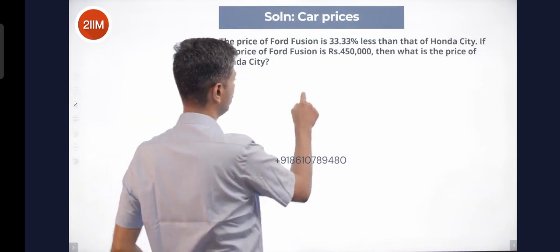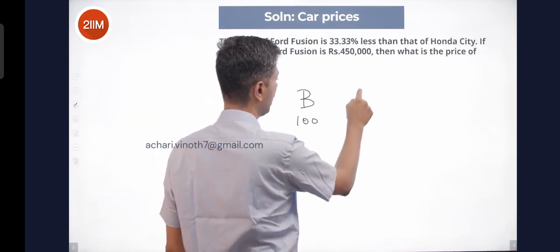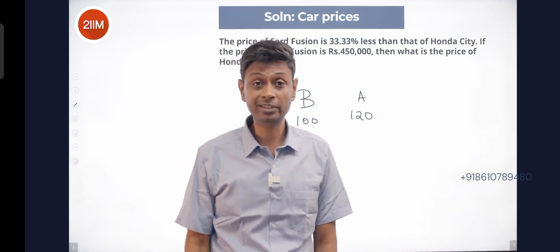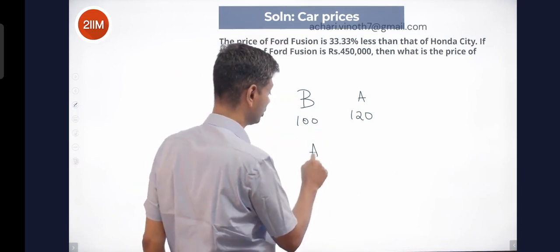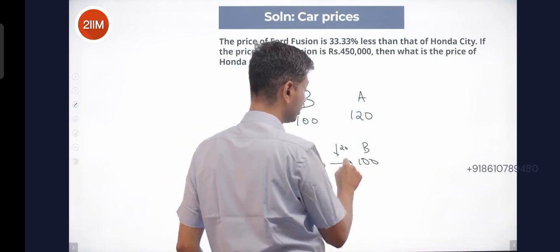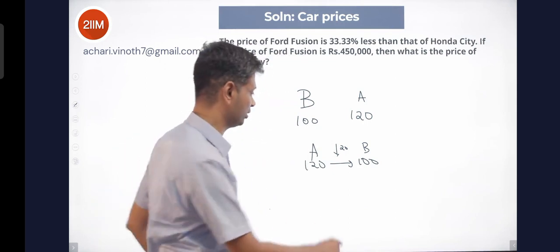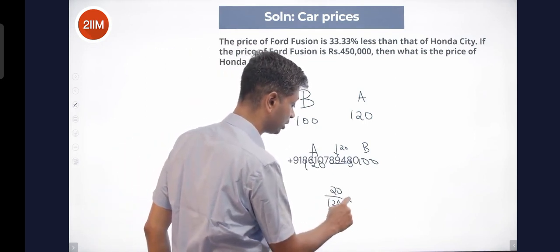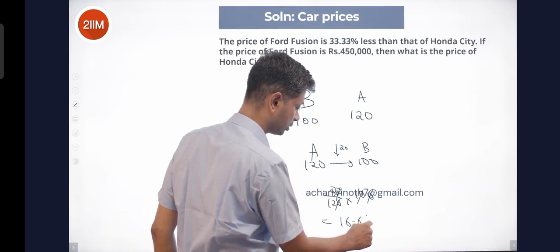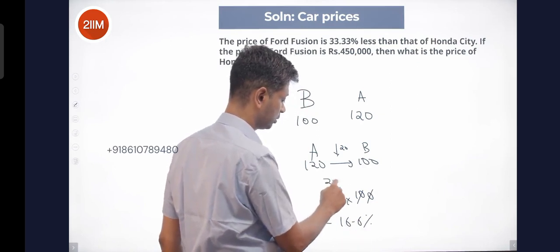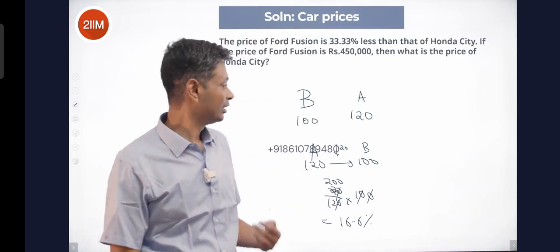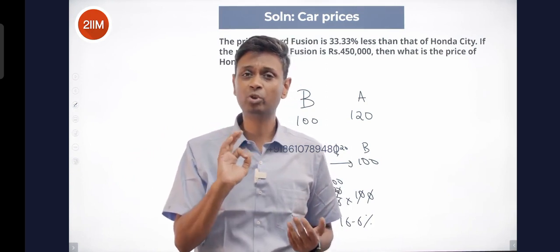Suppose A is 20% more than B. B is 100, A is 120. Is B 20% less than A? No. You have to say A is 120, B is 100. From A we reduce 20 to get to B. What is the percentage decrease? It's 20 by 120 into 100, 1/6, which is 16.67%. So A is 20% more than B does not mean B is 20% less than A.